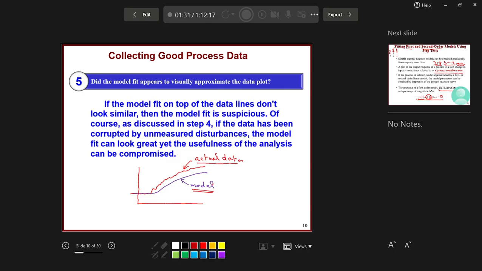So these are the 5 important factors that you need to take care of when collecting data, and if all these were satisfied, the data collected will be of good quality and represent the actual nature of the process, and can be used for further modeling and analysis.